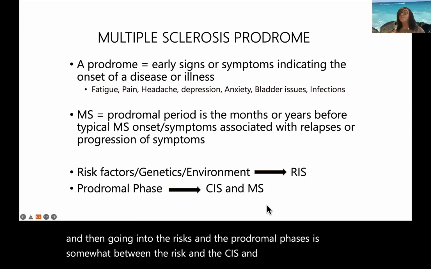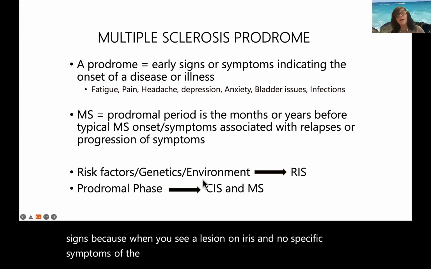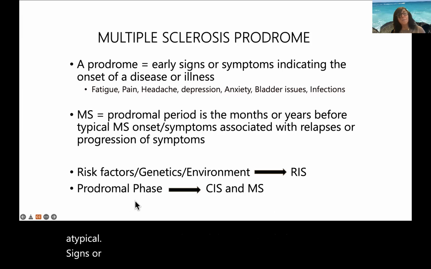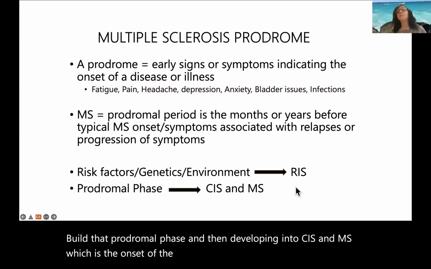It's those early signs, because when you see a lesion on RIS and no specific symptoms of the disease, eventually you have some atypical signs or symptoms which build that prodromal phase and then develop into CIS and MS, which is the onset of the illness.